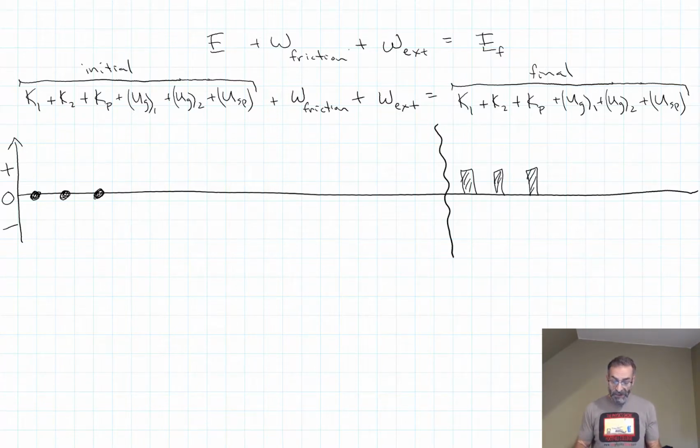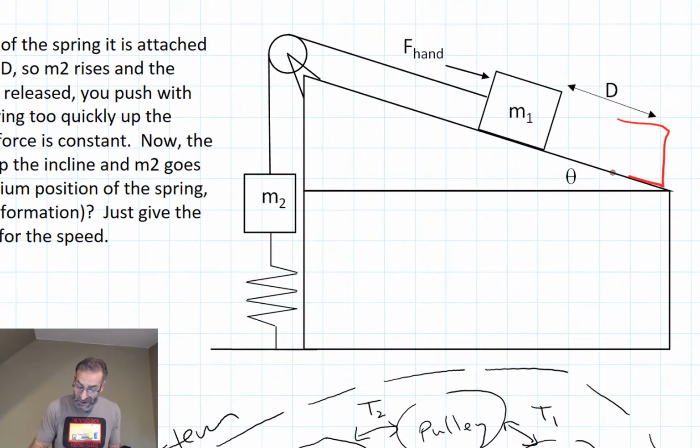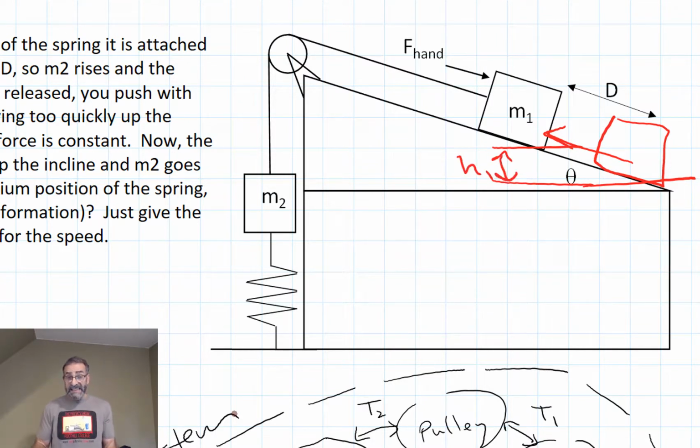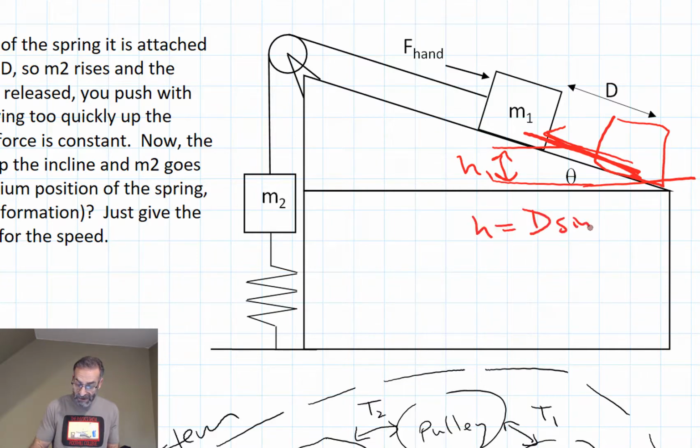Let's take a look at gravitational potential energy. Does M1 go up or down during this problem? Let's take a look. M1 starts at its lowest point and it goes up the incline and it ends up at a higher point. So it goes up by a distance h1 in height. M2 starts at its highest point and it goes down by a distance d. And we know what h1 is. It's the hypotenuse here, d, times the sine of the angle theta. H, in this case, is d sine theta.